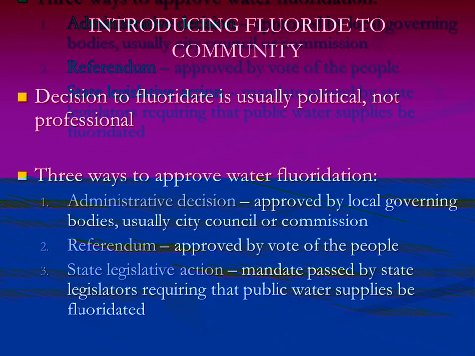This is also very important. The 3 ways to approve water fluoridation pops up on boards quite a bit, so this is another slide that I would mark and star. If you are part of a professional organization and you are trying to get your community fluoridated, there are 3 different ways you can go about doing that. There can be an administrative decision, which basically means that the local government, like Louisville Metro Council, will decide, hey, Louisville needs to be fluoridated.